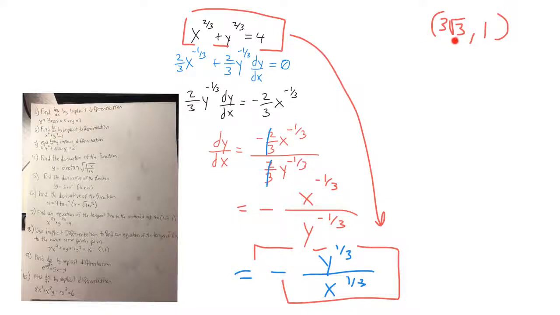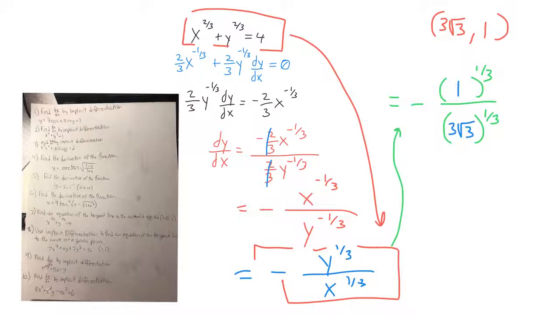And one of the differences between implicit differentiation and regular differentiation is that when you do this, finding the equation of a tangent line, you actually have to plug in both of these numbers. So this is going to be negative something to the 1/3, all over something to the 1/3. Well, the something up top is the y. Well, that's 1. The something on the bottom is the x. Well, that's this.